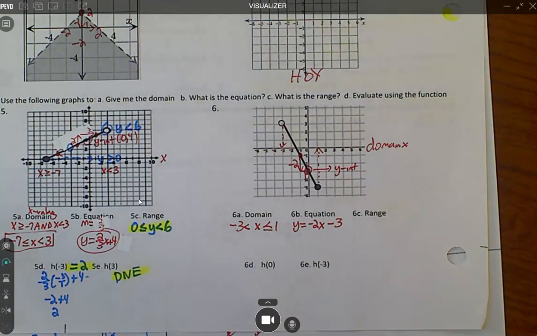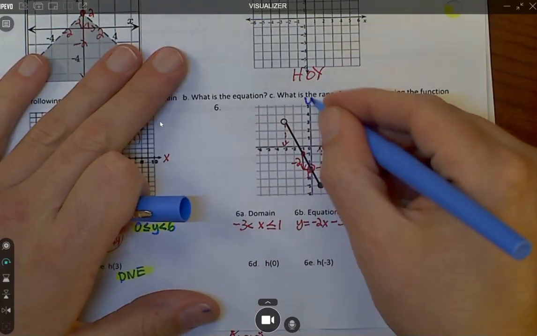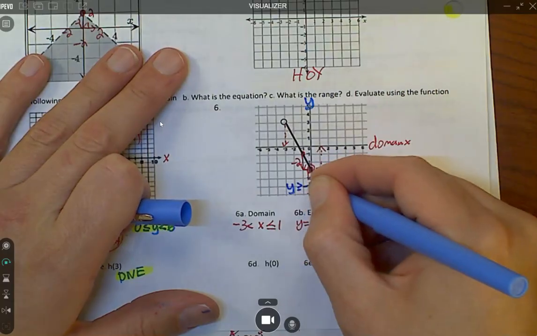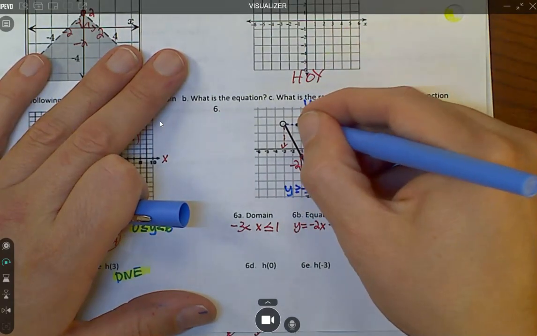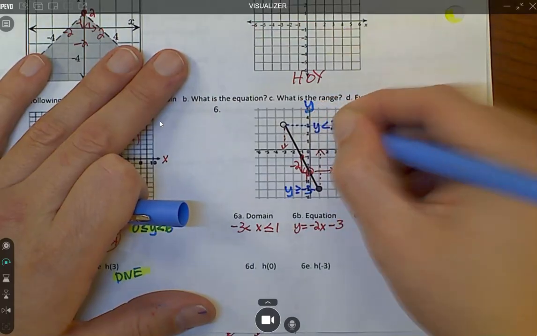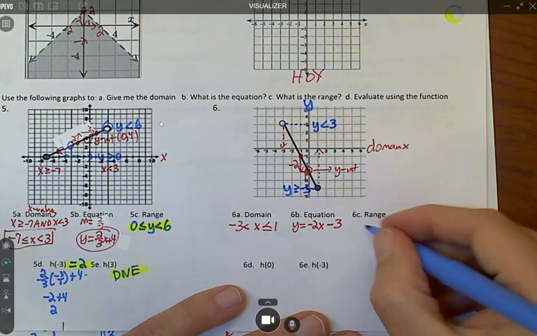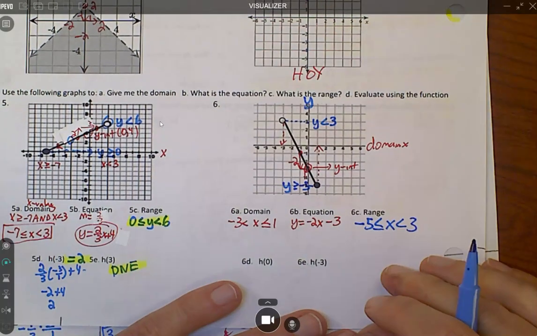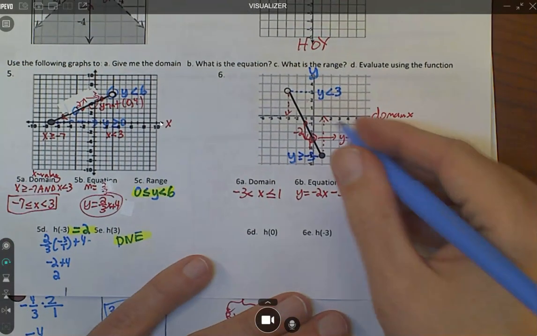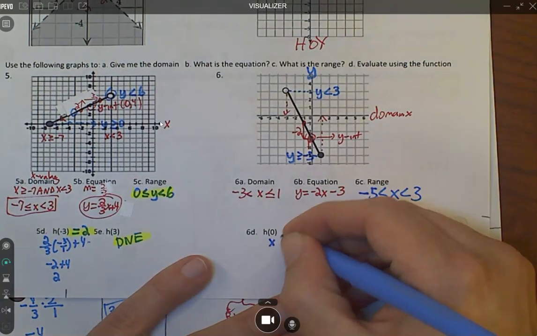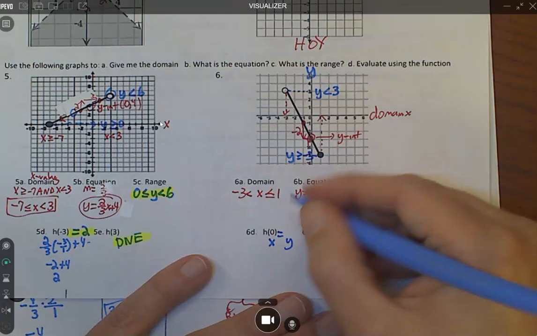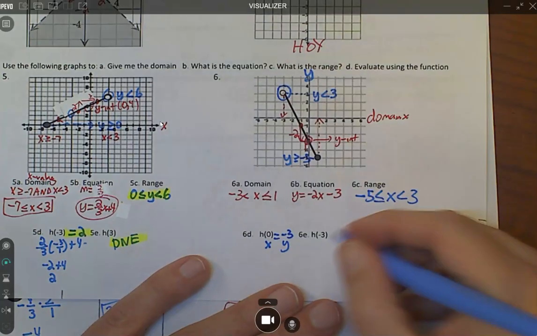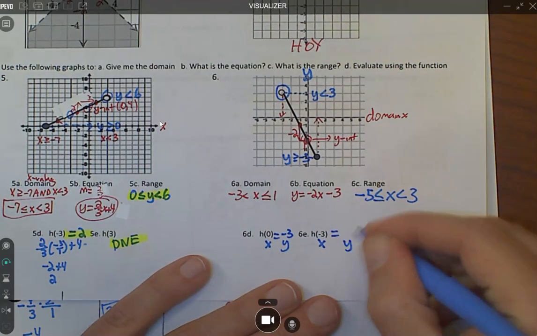Okay, range. Again, I just draw arrows over to the y. Y is greater than or equal to -5. The highest y is 3, and it can't actually be 3. So it's somewhere between -5 and 3. Okay, h of 0, that's the y-intercept. So what's y when x is 0? -3. Okay, h of -3. Y, it does not exist.